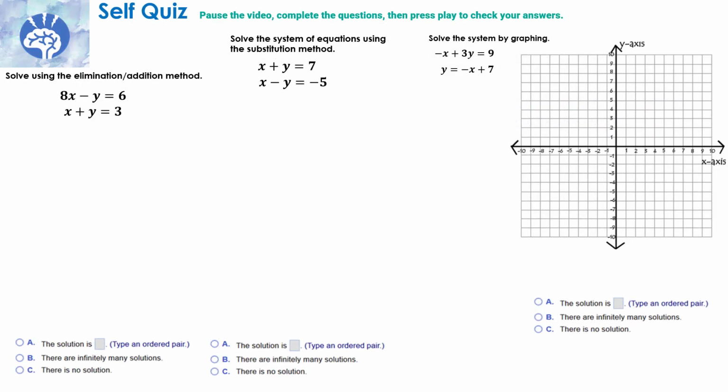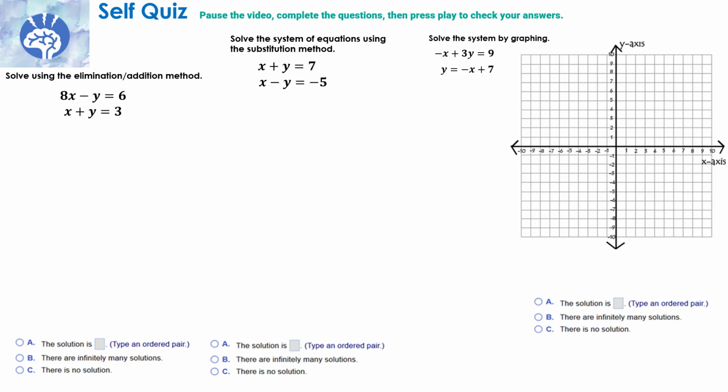All right, we are now to the self-quiz. What you're going to do is pause the video, complete the questions, then press play to check your answers. The idea of the self-quiz is to do these without having to look back at your notes. If you have to look back at your notes, that tells you that's what you have to practice. If you have any mistakes, that also tells you those are the pieces you have to practice. All right, pause the video, do the questions, and then press play to check.